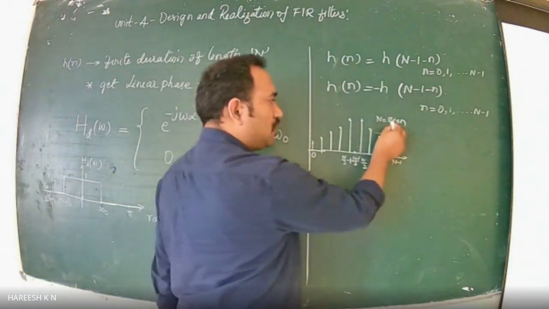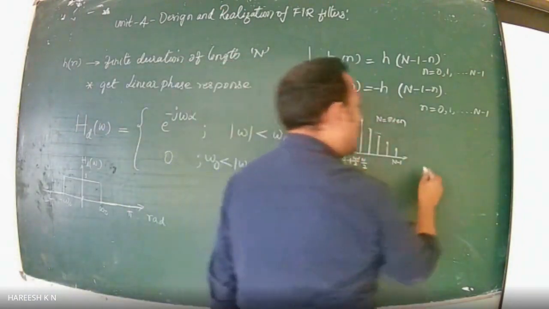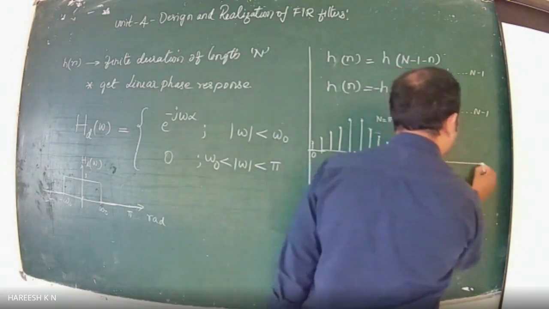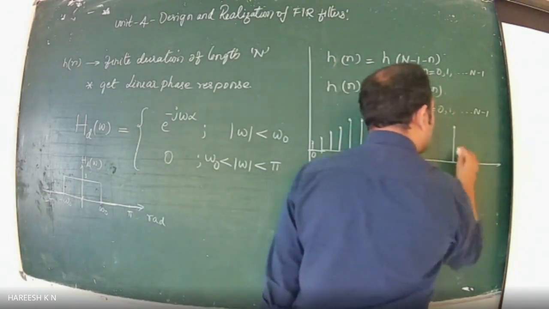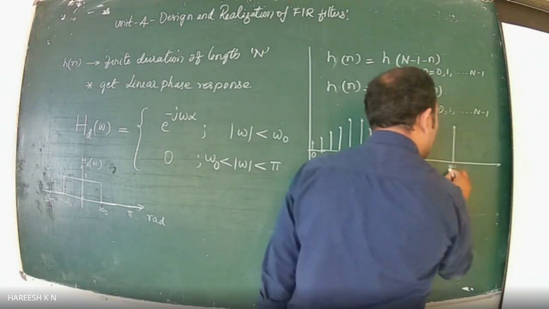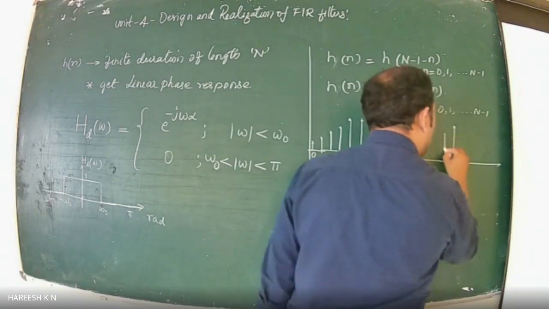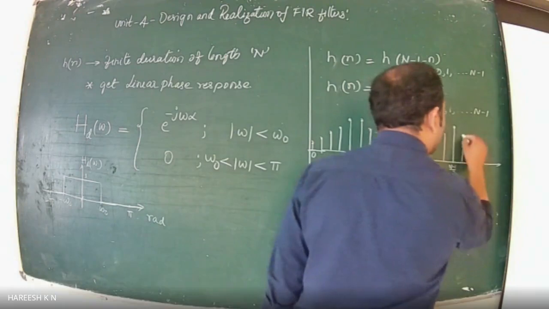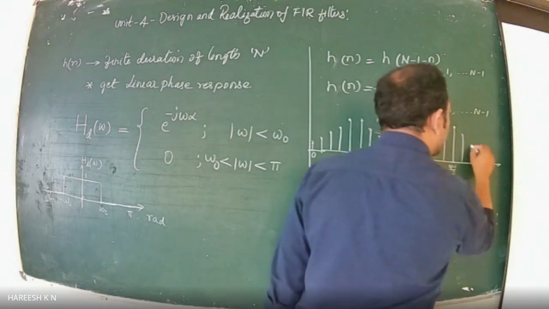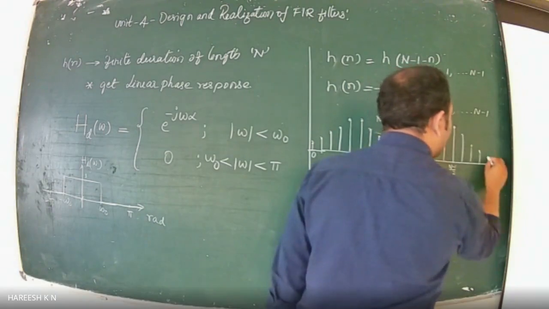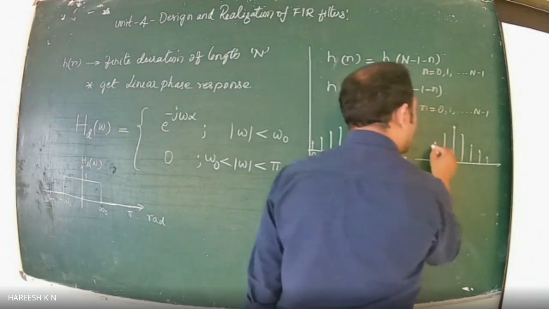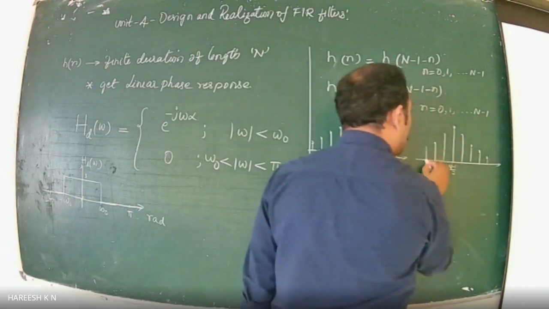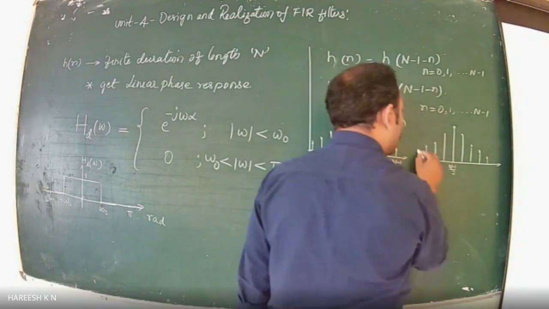N is equal to even, symmetric nature, and if n is odd, then at the midpoint only one sample will be there. This is (n minus 1) divided by 2, and on either side of this midpoint the sample value keeps on decreasing, with respect to n is equal to odd. We are trying to look into this, right?